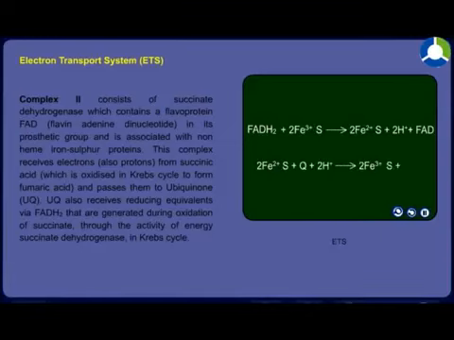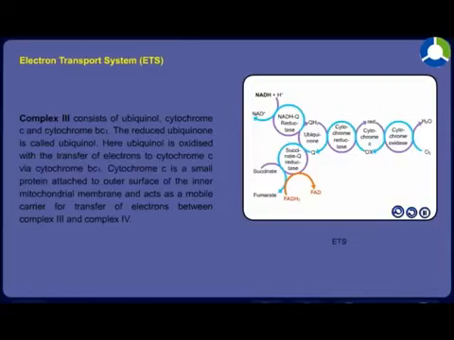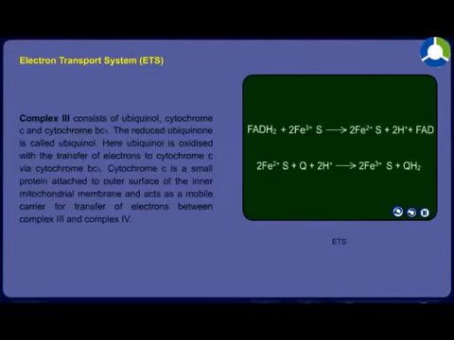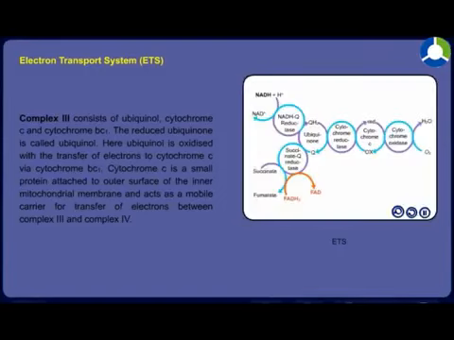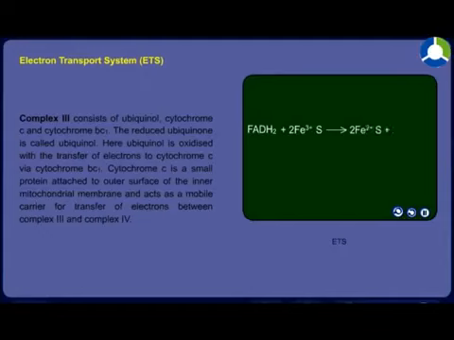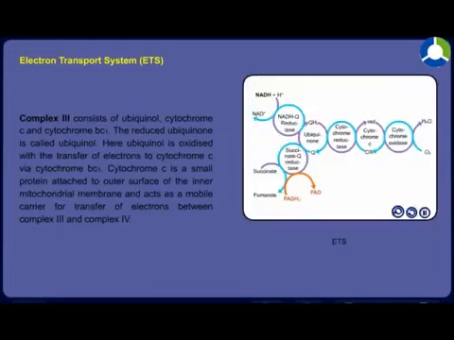Complex 3 consists of ubiquinol, cytochrome C and cytochrome BC1. The reduced ubiquinone is called ubiquinol. Here, ubiquinol is oxidized with the transfer of electrons to cytochrome C via cytochrome BC1. Cytochrome C is a small protein attached to the outer surface of the inner mitochondrial membrane and acts as a mobile carrier for transfer of electrons between complex 3 and complex 4.